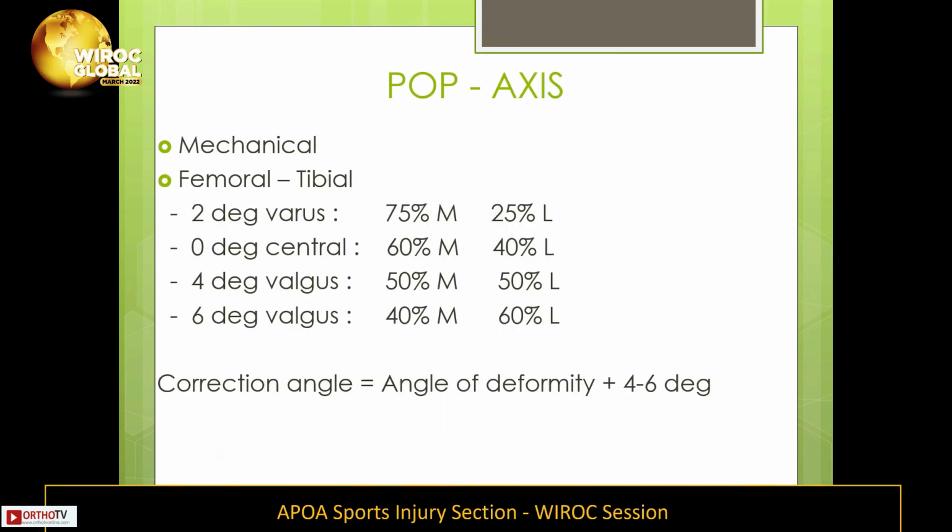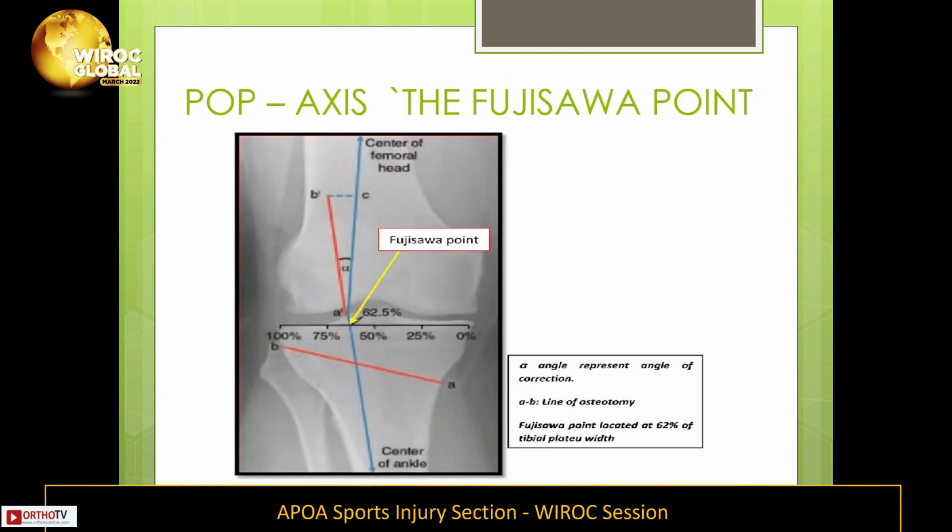We all know that the mechanical axis plays an important role in pre-operative preparation. Whenever there is a 2-degree varus, the weight distribution occurs in such a way that 75% of body weight transfers to the medial aspect. In case of 4 degrees of valgus, there's almost 50-50 weight sharing between both the condyles, and with a 6-degree valgus, more of the lateral compartment loading occurs. So the correcting angle can be measured with the help of the angle of deformity and how much to correct. We need an average of 5 degrees of valgus, so we add that 4 to 6 degrees of valgus to the amount of mechanical deviation as the angle of deformity.